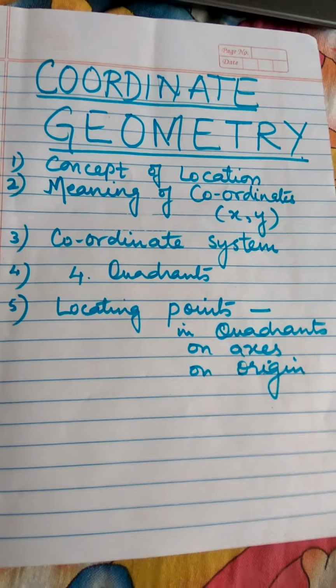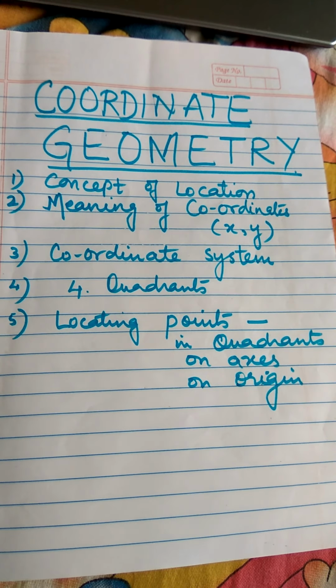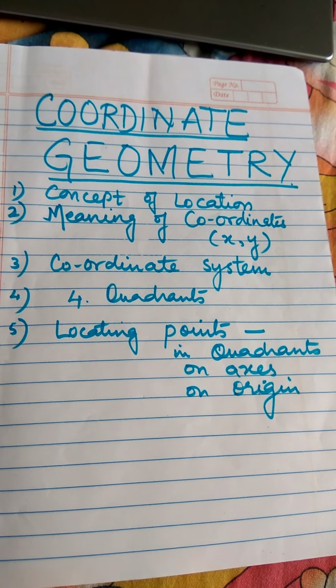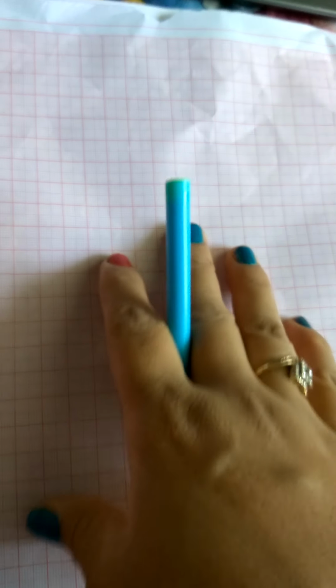For this, I will draw one map kind of structure on a graph sheet for better understanding. So I have taken this graph sheet. Suppose you have to go to your friend's house, or your friend is coming to your house and you want to tell your friend the location of your house. Then how do you decide it?